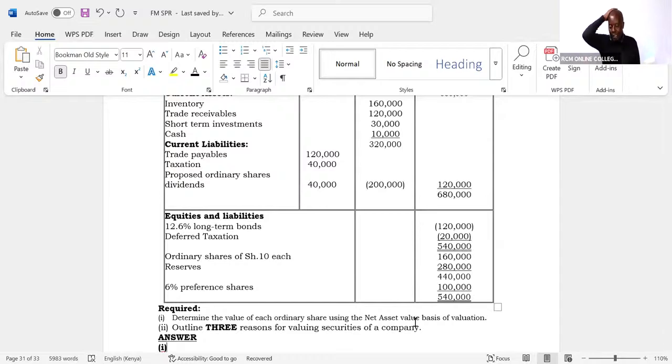Is there somebody who thinks they can make a very good shot at this, like a chief ninja? Anybody who thinks that they are very, very good at this? Because I just showed you how to do it yesterday. Net asset value.